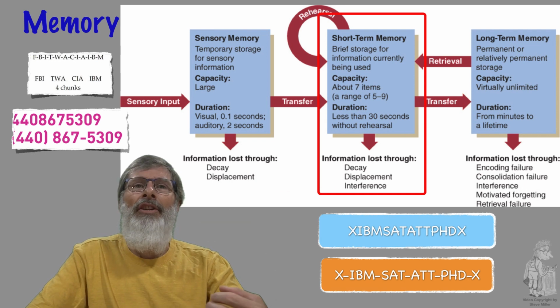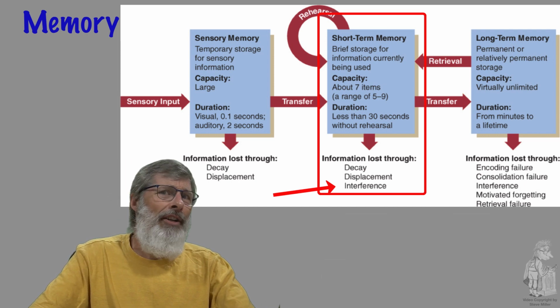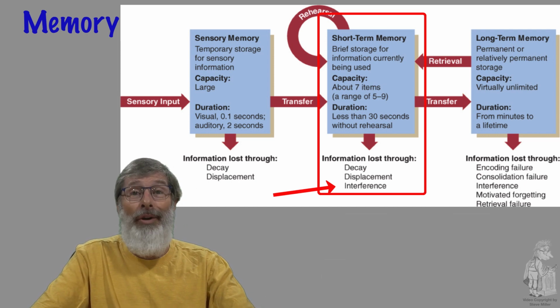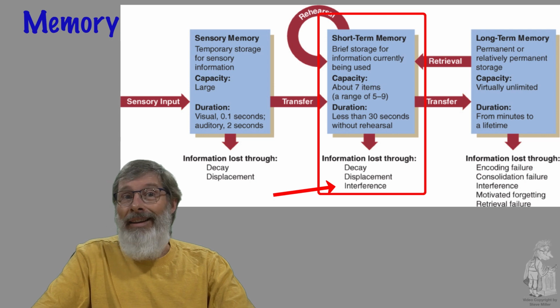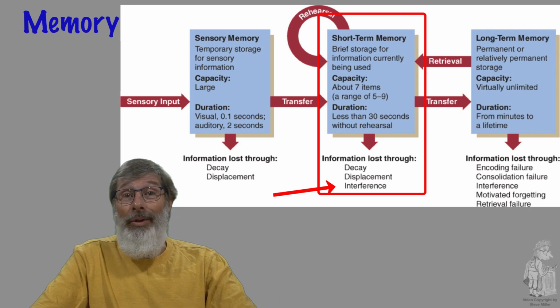Now there are interference issues in short-term memory. Should we be prevented or choose not to include rehearsal, that can inhibit our short-term memory. The appearance of new information can displace old information.